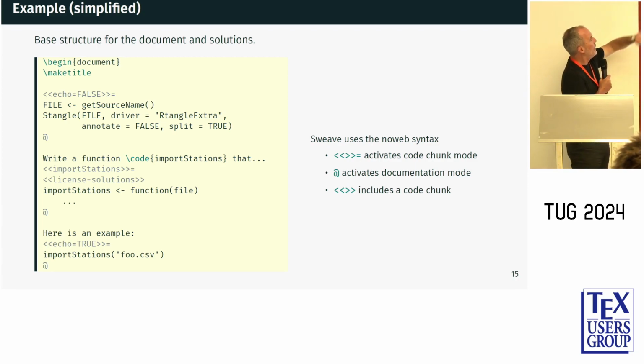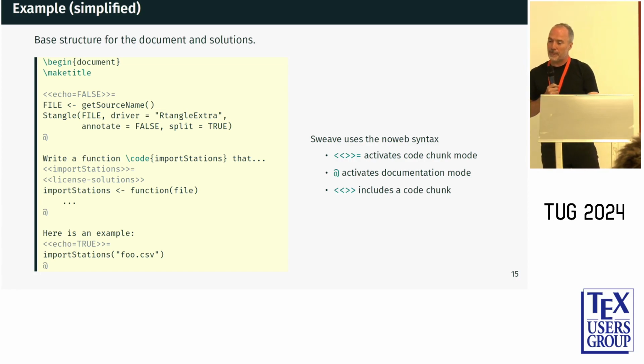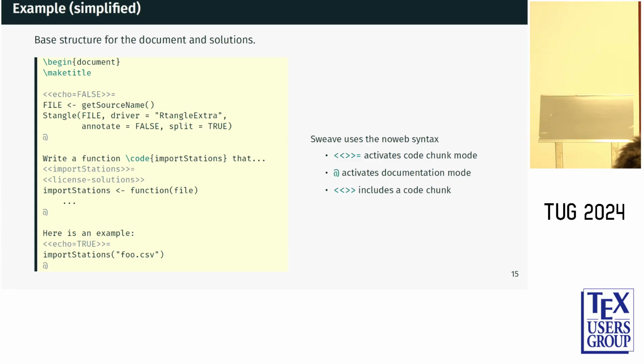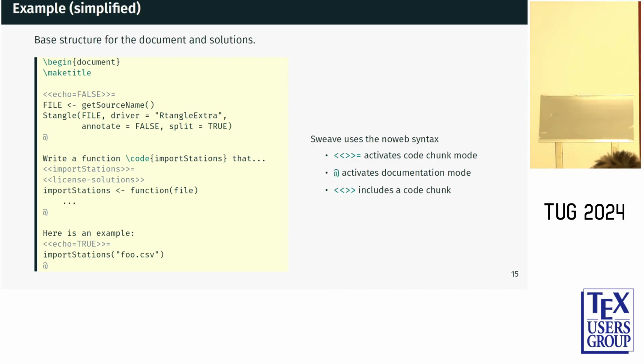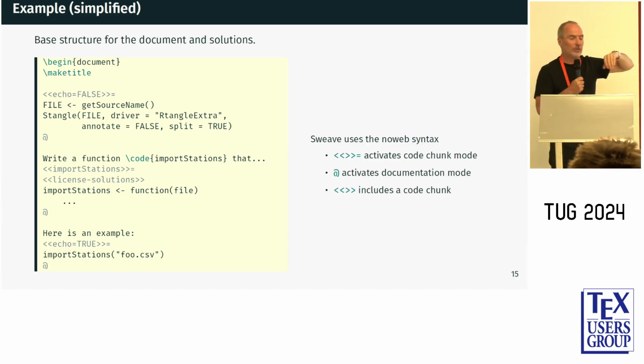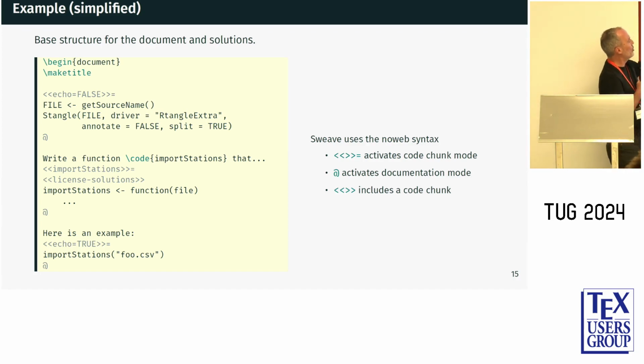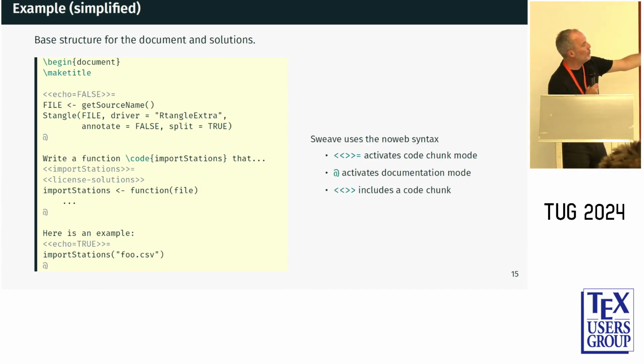So, very simple document. Here, the notation is that we have these symbols to activate a code chunk. This is noweb syntax, and the @ returns to documentation mode. And if we don't put an equal sign after the brackets, it just means include another code chunk. Inside a code chunk, you can use a code chunk that was defined previously. We'll see that on the next slide.